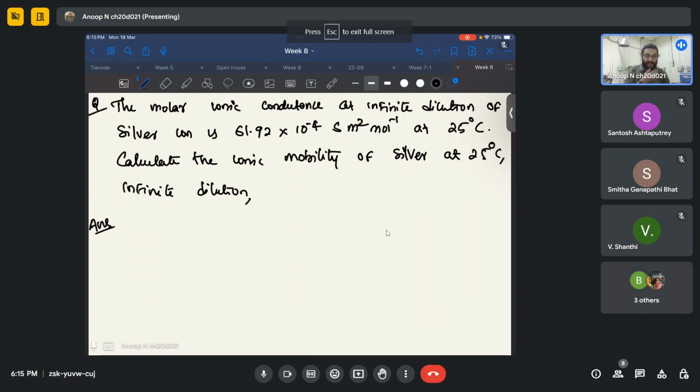How can we solve it? What will be the answer? How can we solve it? What's the relation relating molar ionic conductance and mobility?